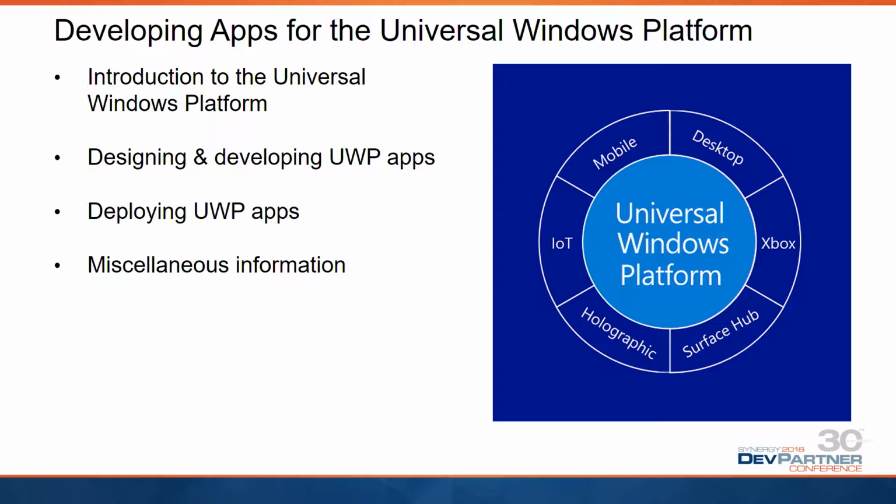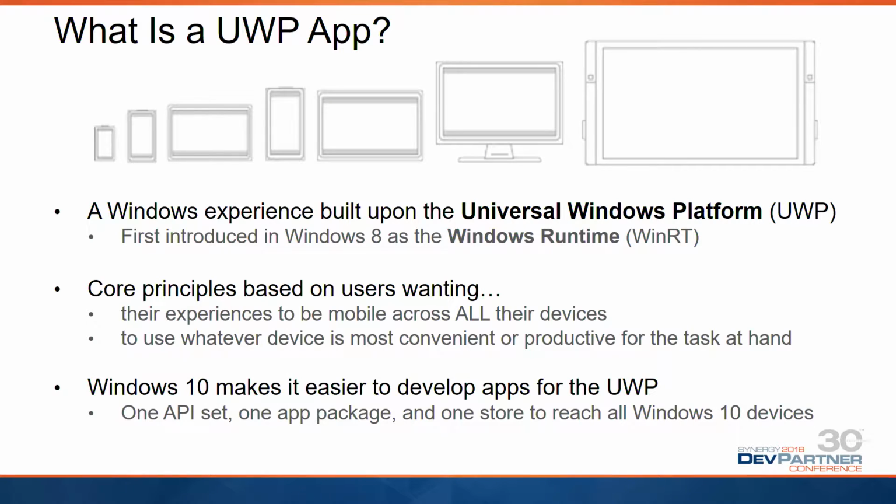So this presentation will give you an overview of what the platform is, a little bit of primer information about how you go about developing apps for the UWP environment, how those apps are then deployed, and just some miscellaneous information. So what is a UWP application? Well, it's an application that's built and runs on top of the Universal Windows Platform.